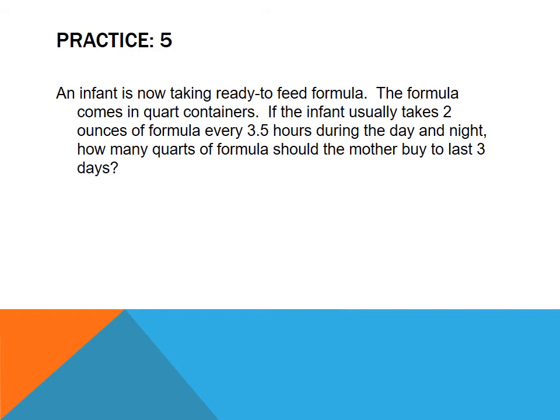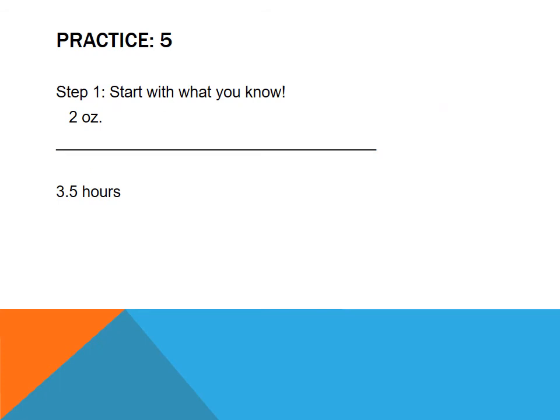Let's practice another story problem. An infant is now taking ready-to-feed formula. The formula comes in quart containers. If the infant usually takes 2 ounces of formula every 3.5 hours during the day and night, how many quarts of formula should the mother buy to last for 3 days? Let's start with what we know. We know that 2 ounces lasts for 3.5 hours.